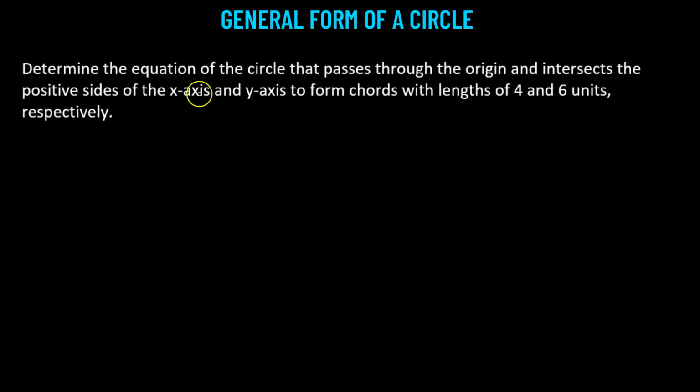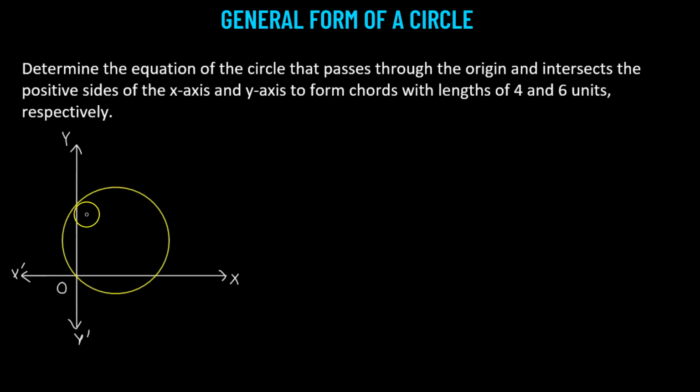So in this problem, we need to determine the equation of a circle that passes through the origin and intersects the positive side of the x-axis and the y-axis to form chords having a length of 4 and 6 units respectively. Now let's try to understand the problem graphically.